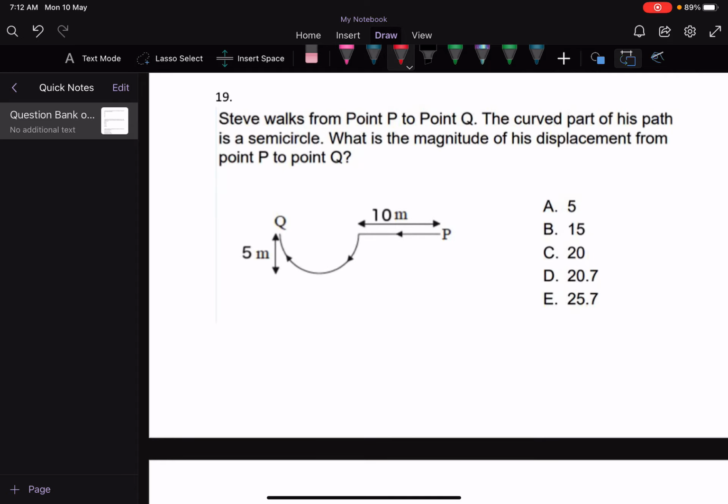Next, Steve walks from point P to point Q. The curved part of his path is a semicircle. What is the magnitude of his displacement from point P to point Q? Displacement is the shortest distance between the initial and final positions. Initial is P, final is Q. So this is the shortest distance. From here to here is 10 meters and here to here is 10 meters. So the displacement is equal to 10 plus 10, that is 20 meters. Answer is this.